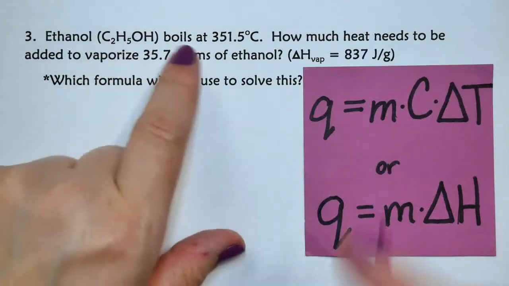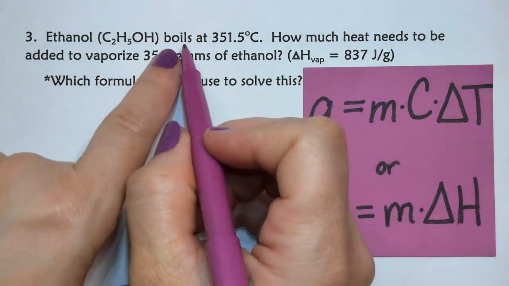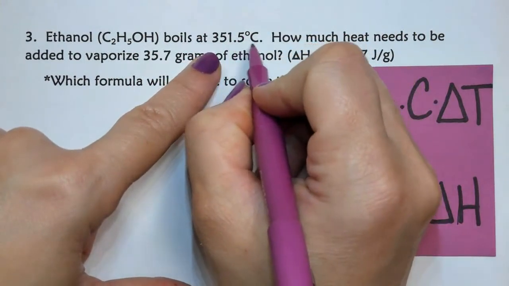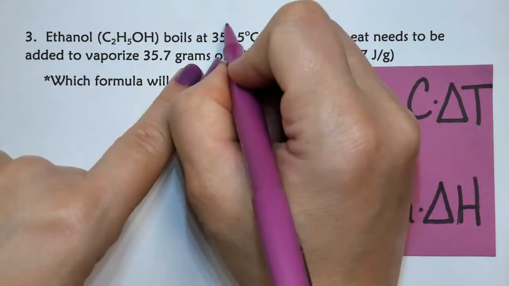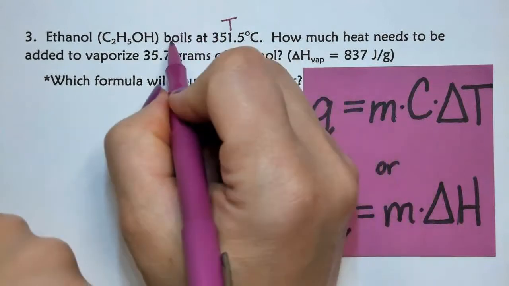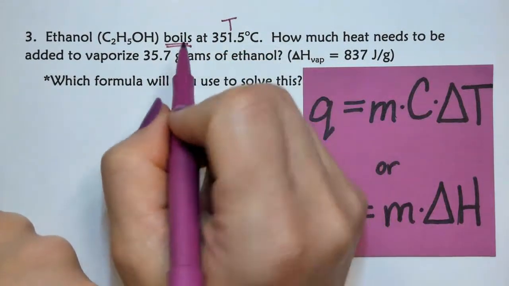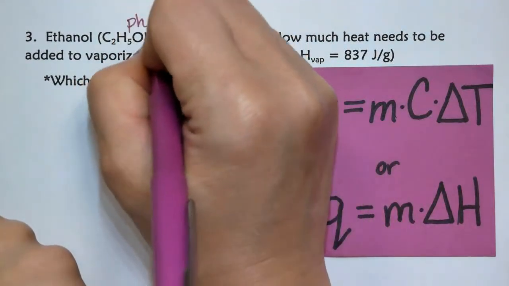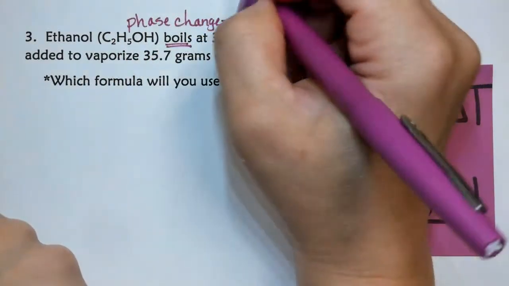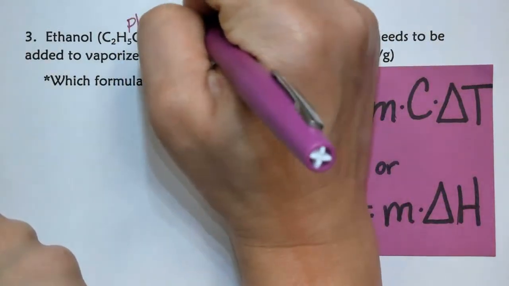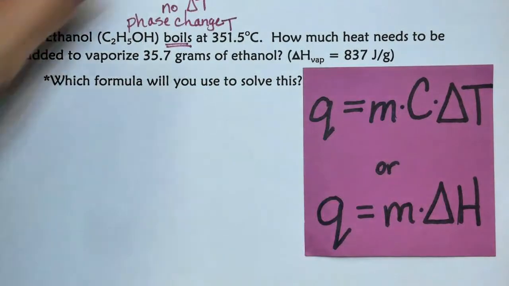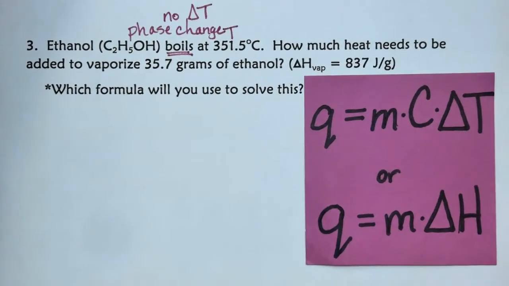Okay, which formula to solve this problem? Ethanol boils at 351.5 degrees Celsius. So we do have a temperature, it's boiling. So that's a phase change, which means there is no change in temperature when we have a phase change.